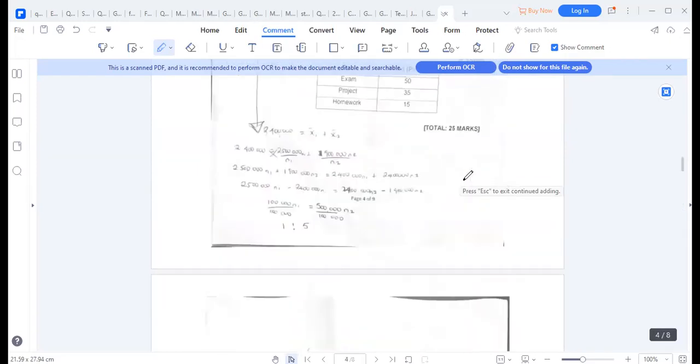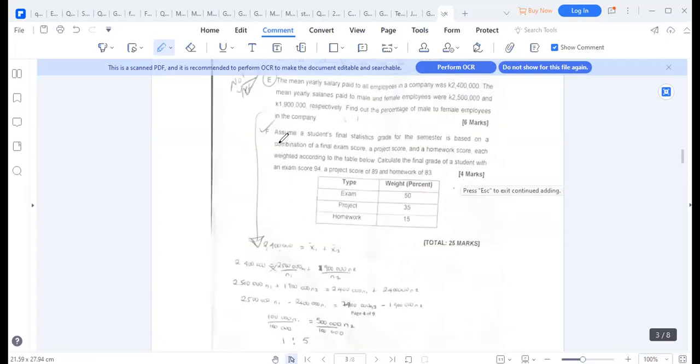So here we're told to assume the students' final statistics grade for the semester is based on a combination of the final exam score, the project score, and the homework score. Each is weighted in the table below. Calculate the final grade of a student with exam score 94, project score 89 and homework score 83.